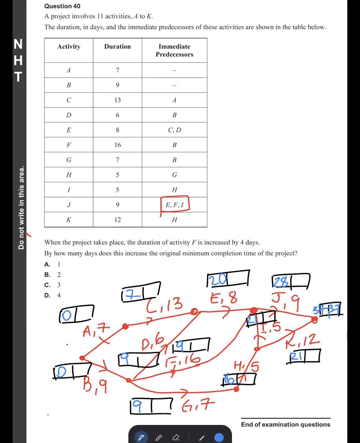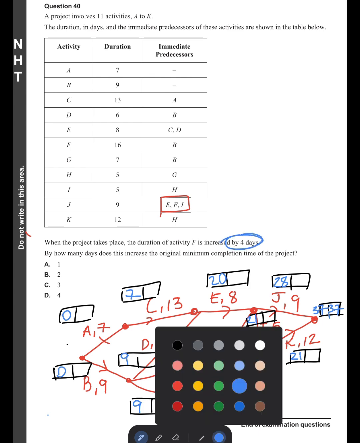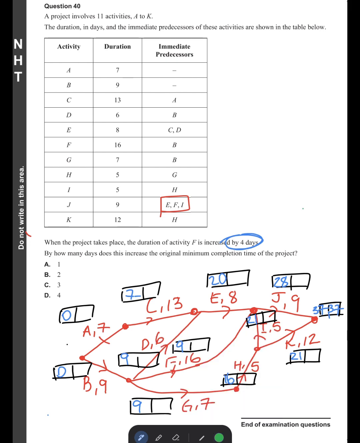Okay, now F. So when the project takes place, the duration of activity F increases by 4 days. So F is now actually going to be 20. And again, I'm going to change color here. So F is now going to be 20. So that means that this actually isn't going to be able to start till 29, which means that that's not going to finish until 38. So all it does is it just increases it by 1 day.